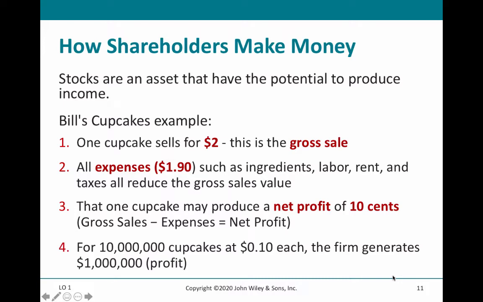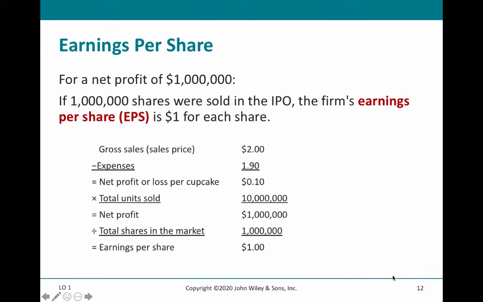So how does a stockholder make money? Well, there are a few different ways. The first one is to have the business make money. Let's go back to the cupcake example. Bill makes a cupcake for $2. That's his gross sale. All the expenses are $1.90. I've got to tell you, he's not making very much on those cupcakes. He may make 10 cents, and if he sells 10 million cupcakes, he would generate $1 million in profit.